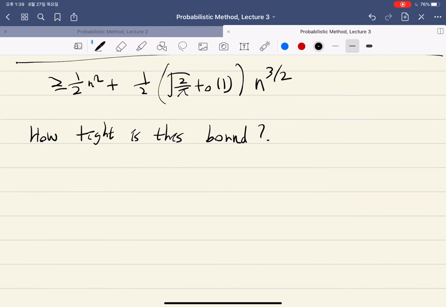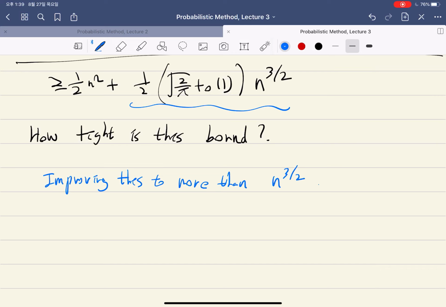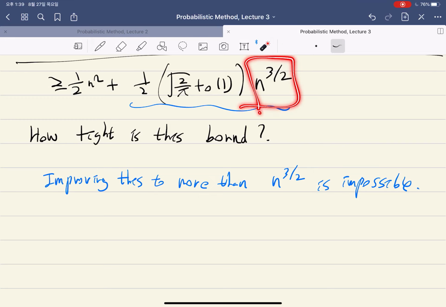So one can show that improving this more than n to the 3 over 2 is impossible. This number is a bit smaller than 1. We may be able to improve this to 1, but more than that is impossible. So the order of this term is best possible.